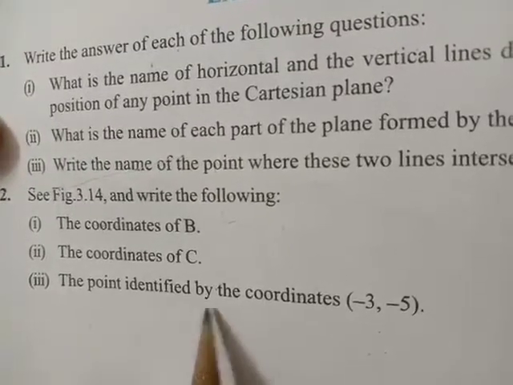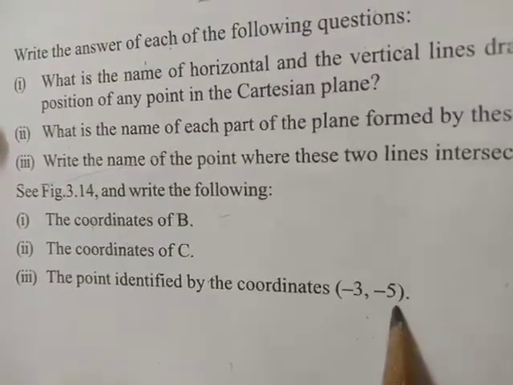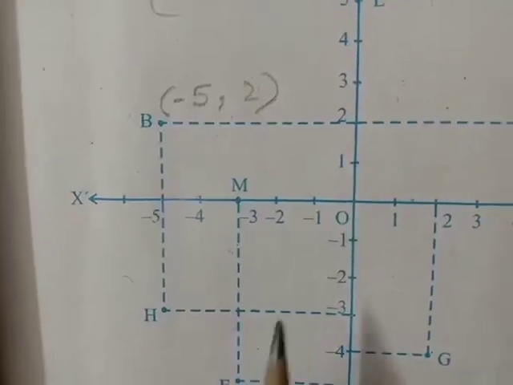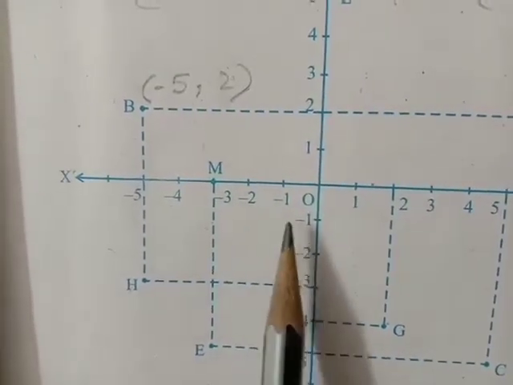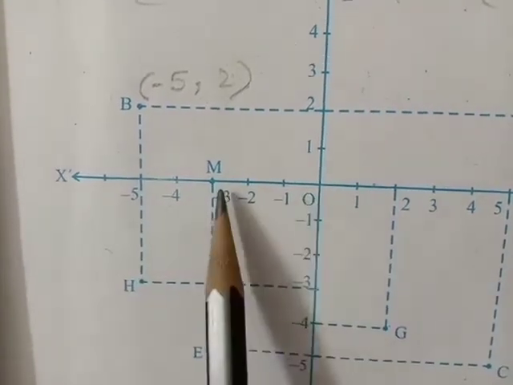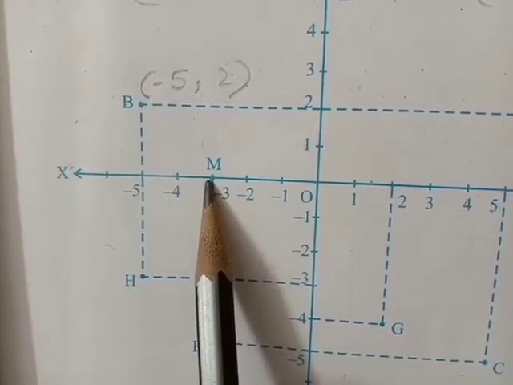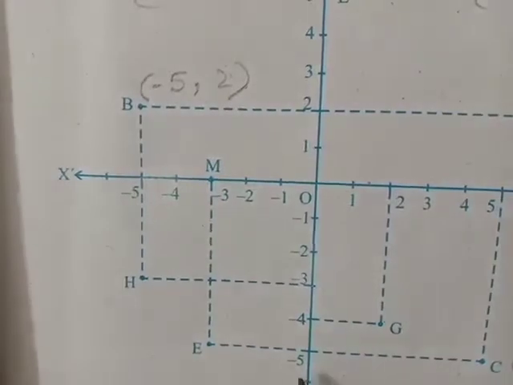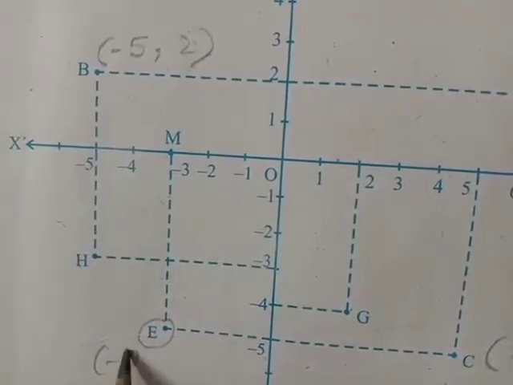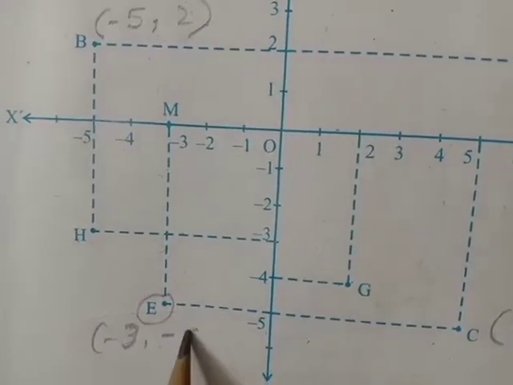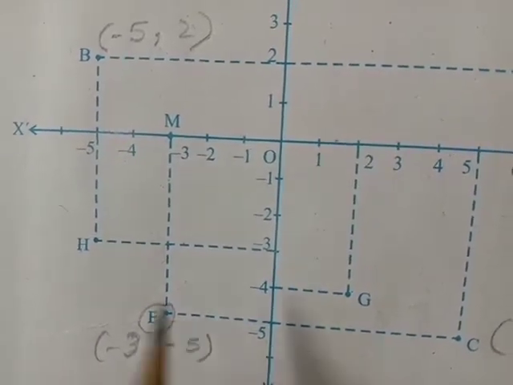The point identified by the coordinates minus 3, minus 5. So first is the x coordinate, which is minus 3. And the y coordinate is how much? Minus 5. So which point is represented? It is point E, minus 3, comma, minus 5.